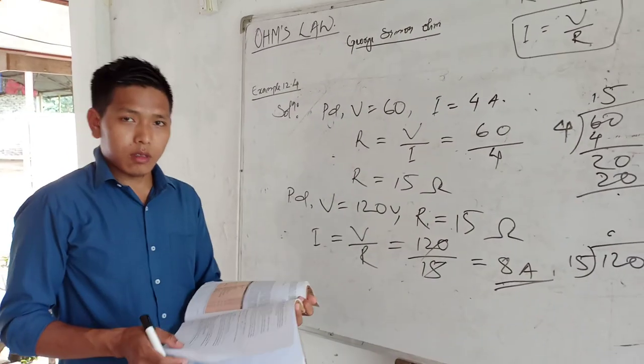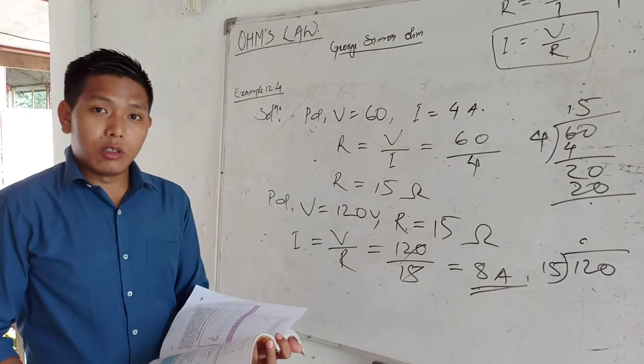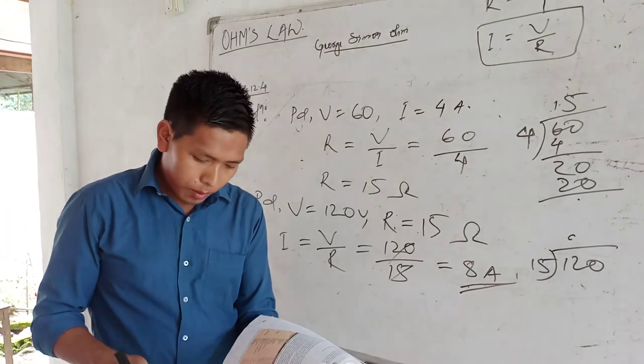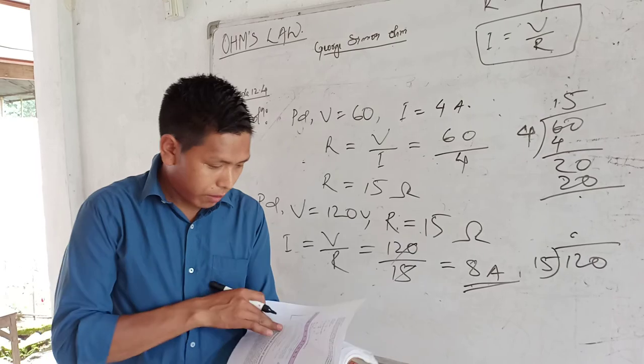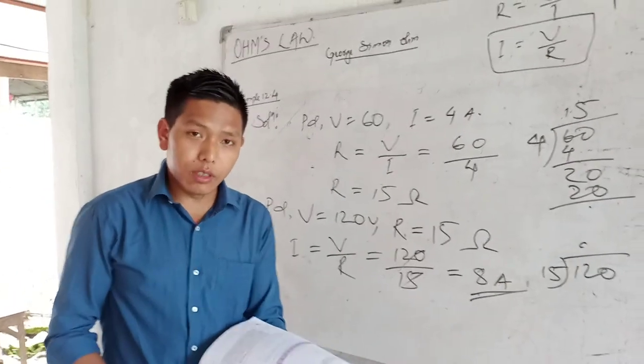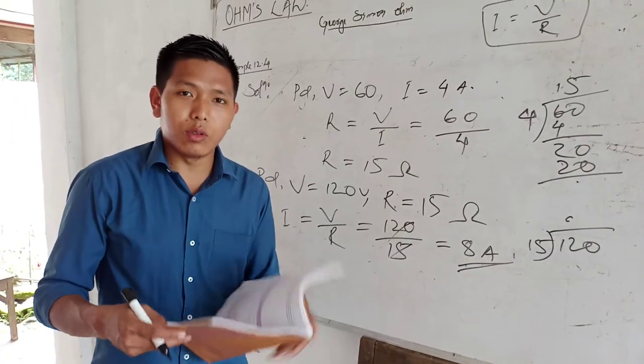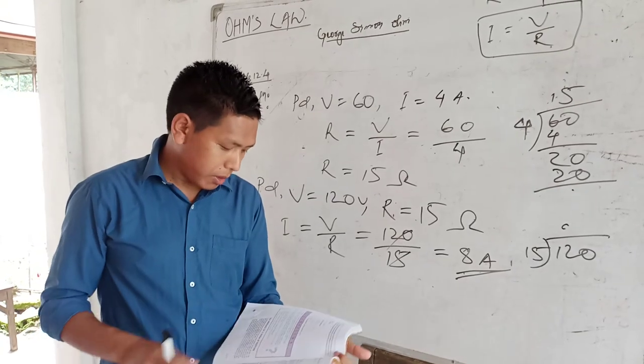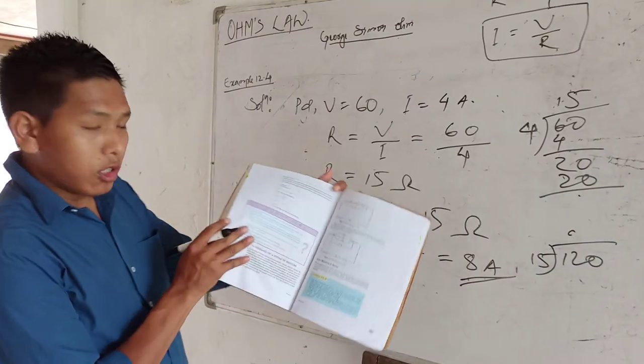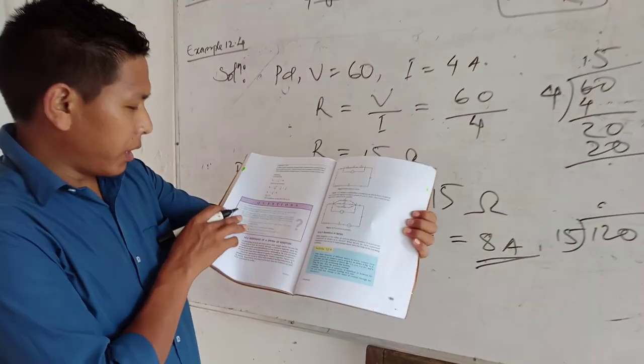Now, dear students, we have some numerical problems left here, that is 12.5 and 12.6. If you have any doubt, please try to solve them by yourself. If you still have any doubt, please kindly contact me directly. And here are some questions that you have to find out by yourself.